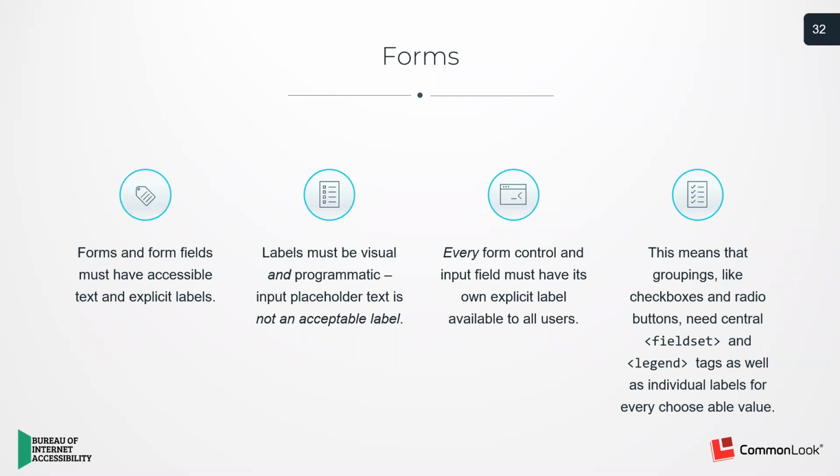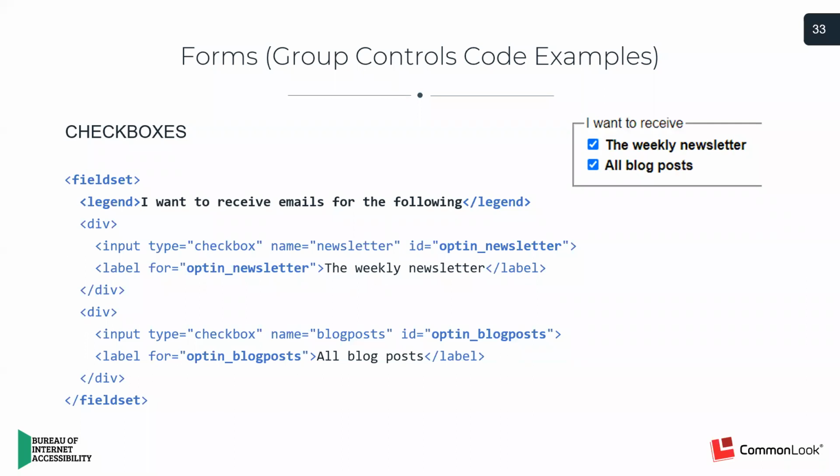Additionally, for groups of controls, you can add field sets and legend tags. And I'll go into that in the next few slides here. So this slide shows a code example for checkboxes. Every option has an explicit label using a for attribute that points to the ID of the input it is labeling. This particular system is checkboxes, so that's what I call a grouped control.